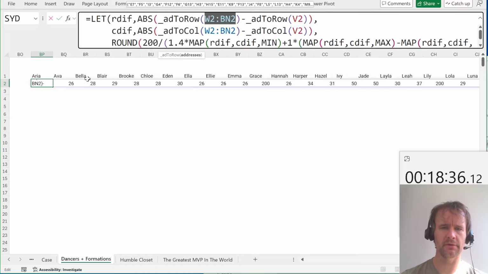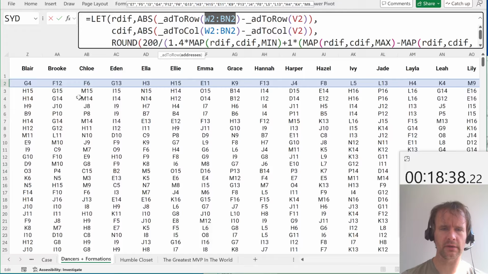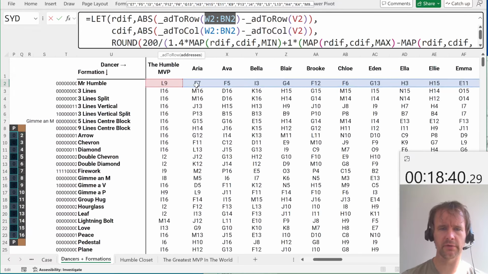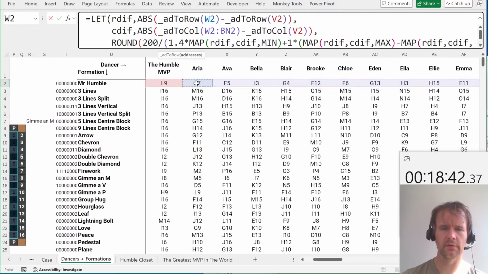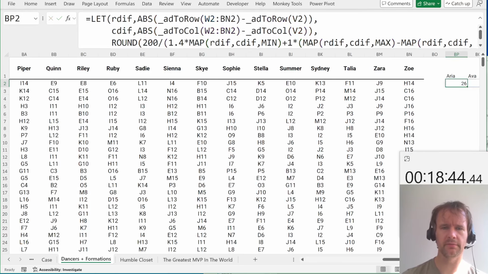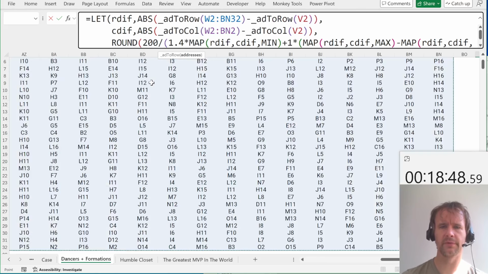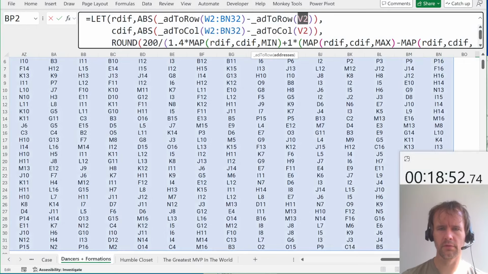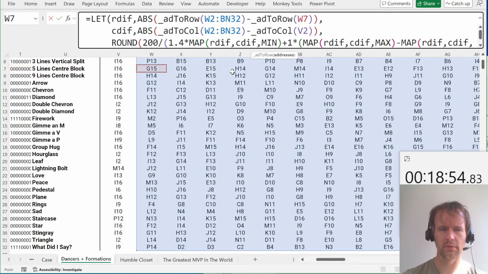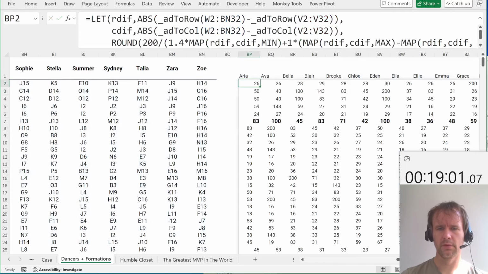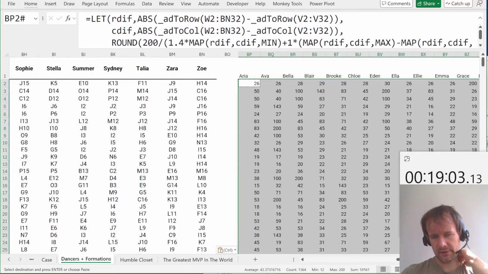Then actually, maybe I can just do this all as one big calc. Can I? Let's find out. No, never mind. Yeah, let's try. Let's see if that works. I'm going to say that worked.